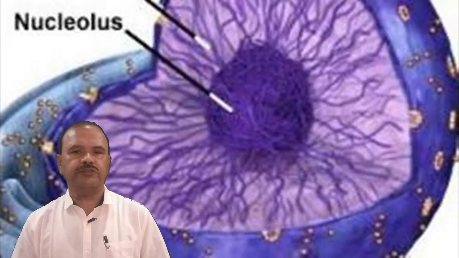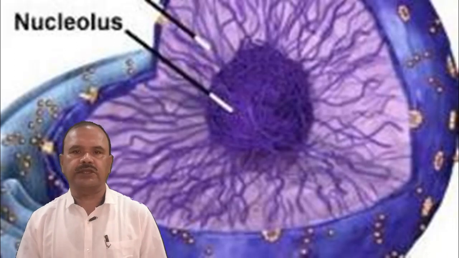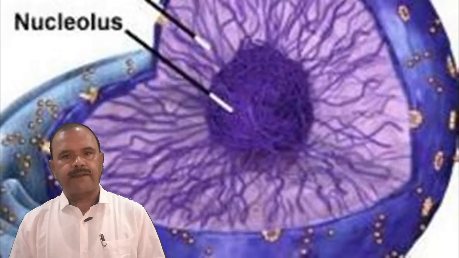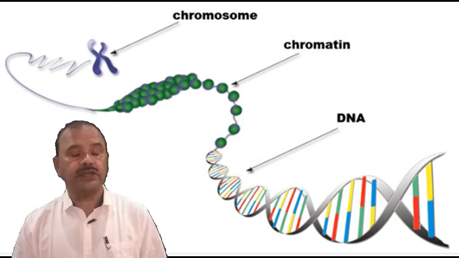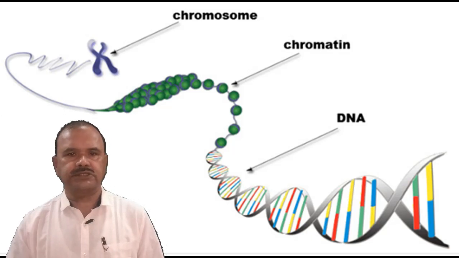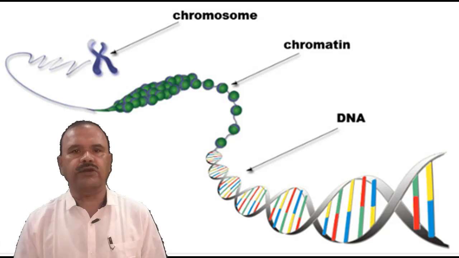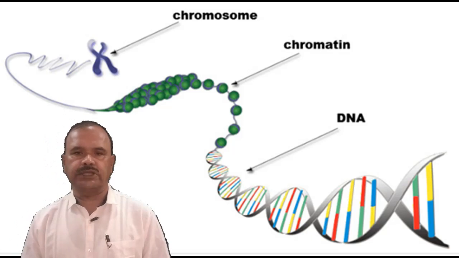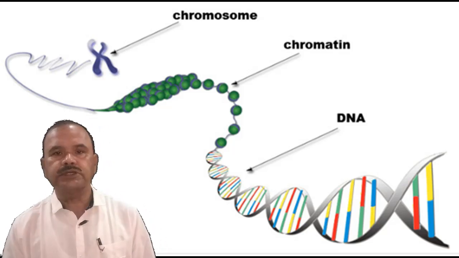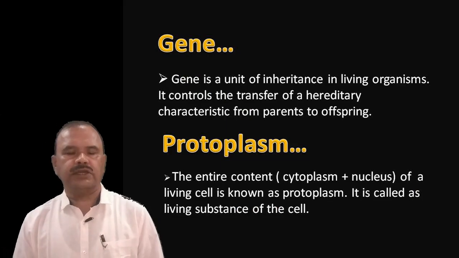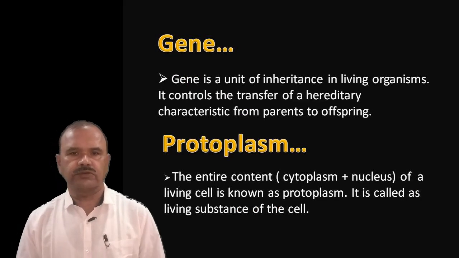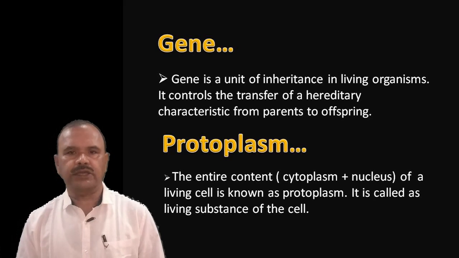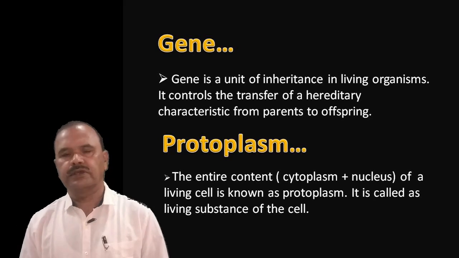Then a small spherical structure is also visible inside the nucleus, and it is called the nucleolus. Inside the nucleus, thread-like structures are also visible, called chromosomes, and they bear bead-like structures on them, called genes. So genes are the hereditary units present on the chromosomes, and they are responsible for the transfer of parental characters to the offspring.